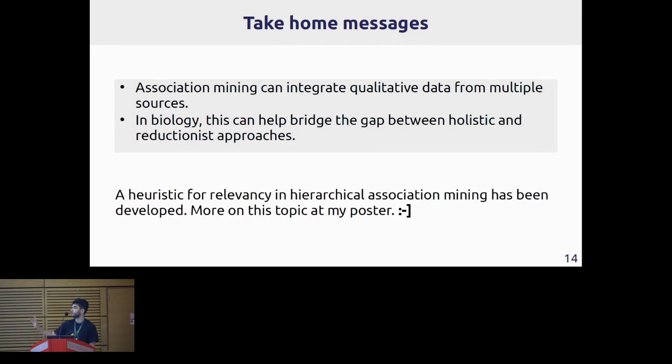And another point I wanted to address is the fact that in biology, it can be really relevant to use these kinds of approaches because they really help bridge the gap between reductionistic information and holistic information. Here, when you look at a gene set, you can have information on the disease level, but also the biological process level. Yeah, these are two points I wanted to address.